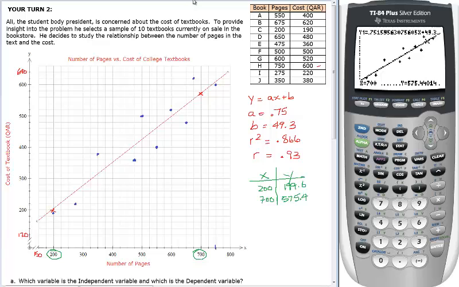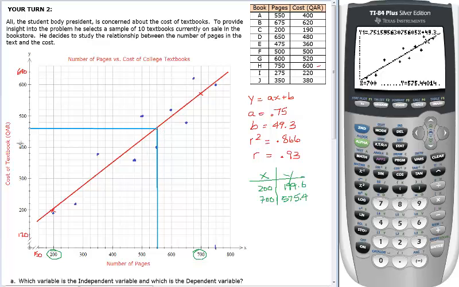If we're using the line of best fit, let's go back to my line feature, and we're looking at 550. 550 is right here. So if I go straight up to my line, and then straight across, what do I end up at? Let's have a look here.